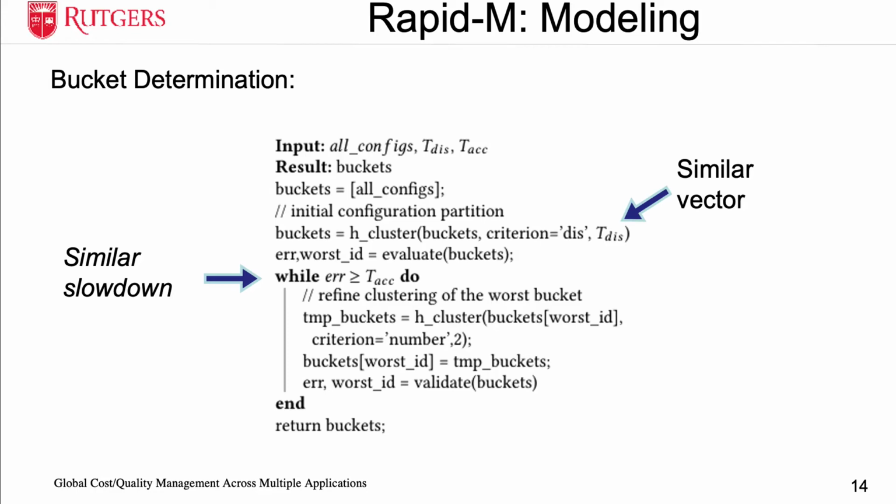When determining buckets, we first run hierarchical clustering on all configurations based on their footprints, and then try to construct the P model per bucket. If we fail to construct a P model within a specific error threshold, we continue partitioning the bucket with the worst prediction accuracy until the threshold is satisfied.